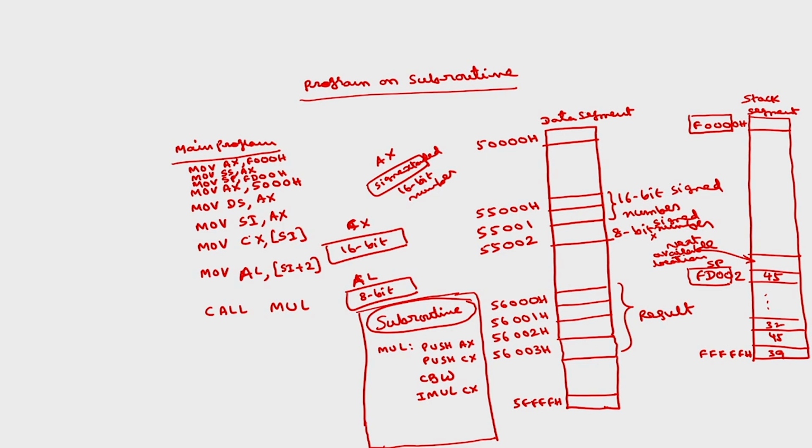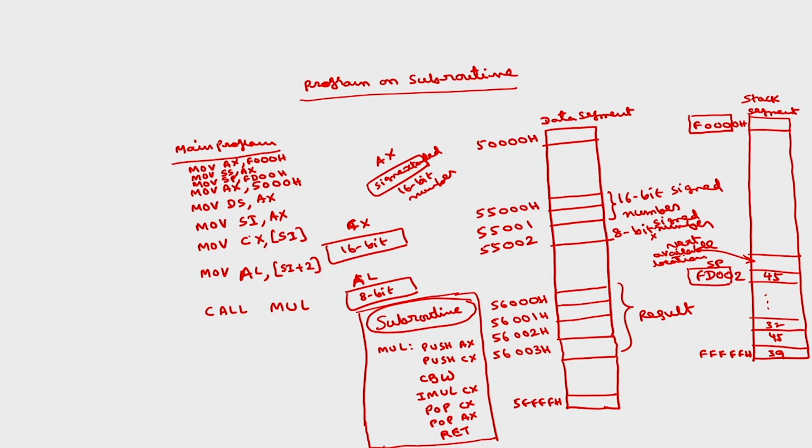Then before returning to the main program, whatever contents have been pushed will now be popped in reverse manner: POP CX, because the stack is a last in first out register, then POP AX, then RET. These are the instructions which basically multiply. Before the multiplication, because we want either 16 bit or 8 bit multiplication, you have to make both operands the same size. Here one operand was 8 bit, so we converted it into 16 bit using CBW, then we return back.